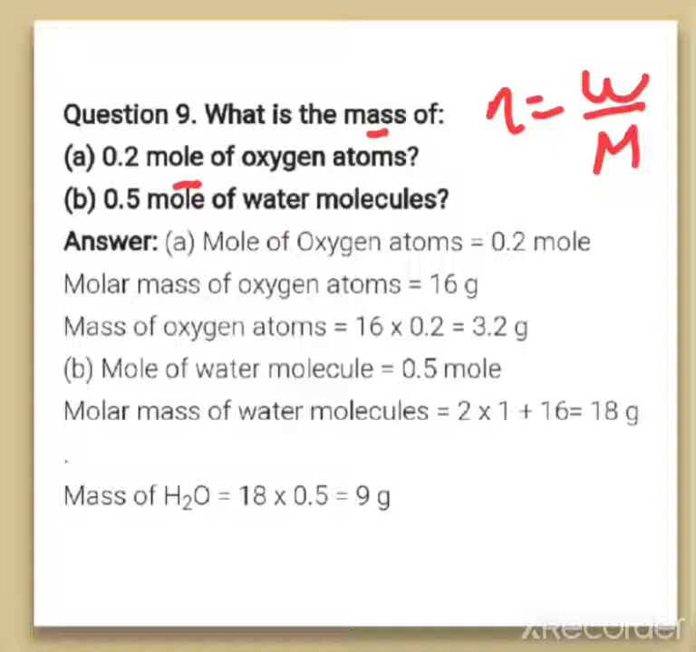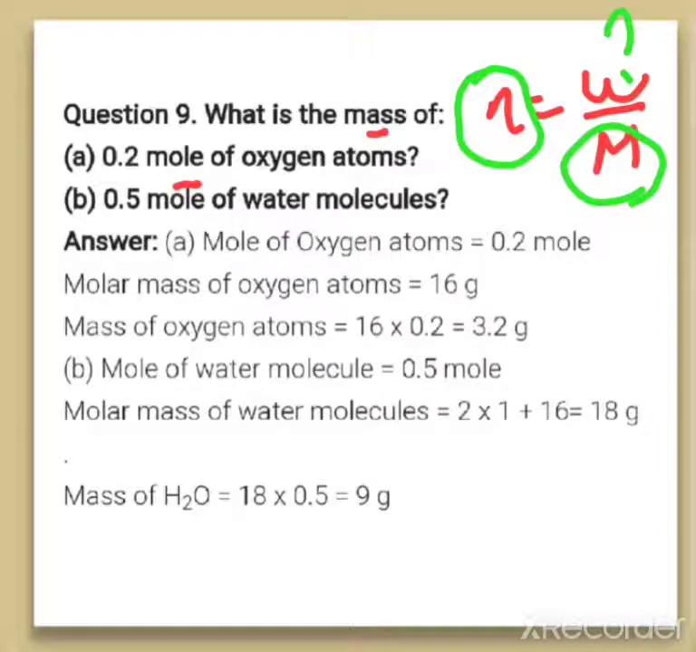What is actually given to us? That is 0.2 mole of oxygen atom. That means mole is given to us. That means this value, N value, is given to us. And molar mass is actually a known value. So what we have to find out here? We have to find out W. So rearrange this formula. We will be getting W is equal to N into M, capital M. So W is equal to N into M.